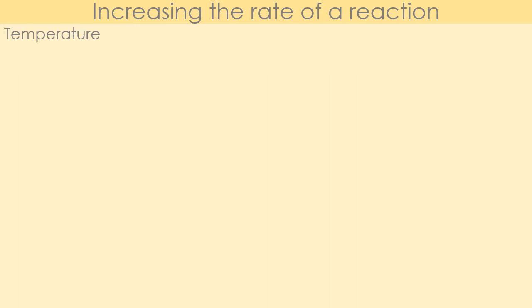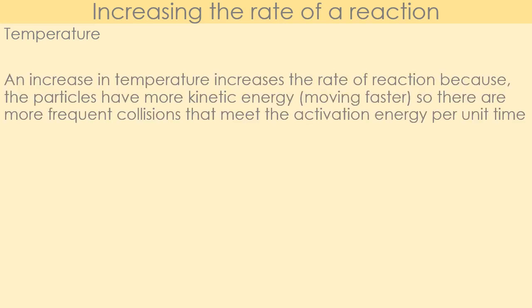The next one we'll look at is temperature. So an increase in temperature increases the rate of reaction because the particles have more kinetic energy, so they're moving faster. That means we get more frequent collisions as those particles move around and collide that meet the activation energy, again, per unit time. Very, very similar answer. Our part that's changed is that actually our particles are moving faster or have more kinetic energy. So we get more frequent collisions that meet the activation energy per unit time.